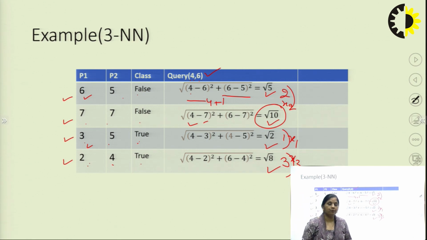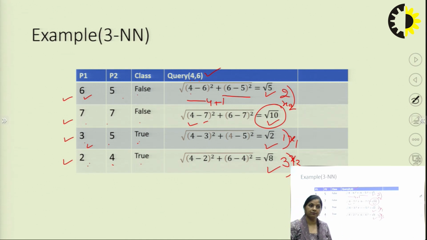Okay, now what does the algorithm say? The algorithm says that when we have got these 3 nearest neighbors, we need to find the count for each class, and we will return the class with the argmax, meaning the count is maximum.